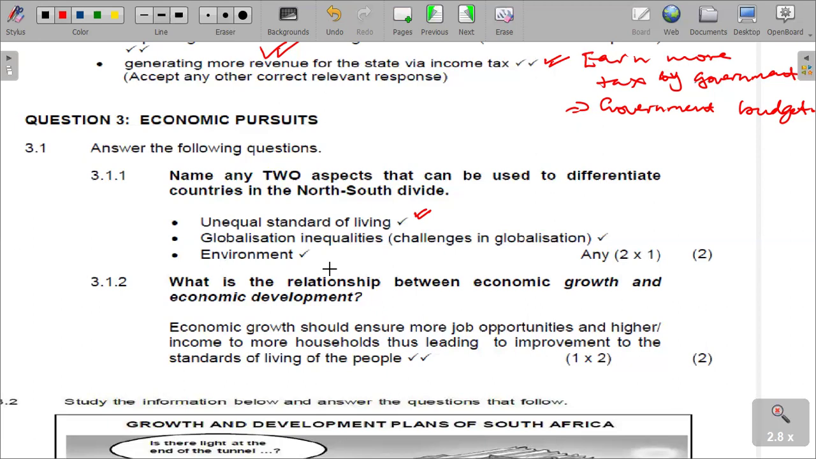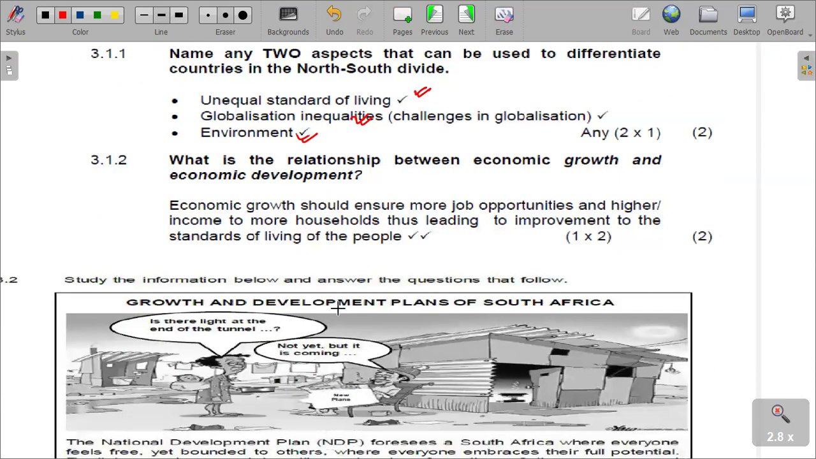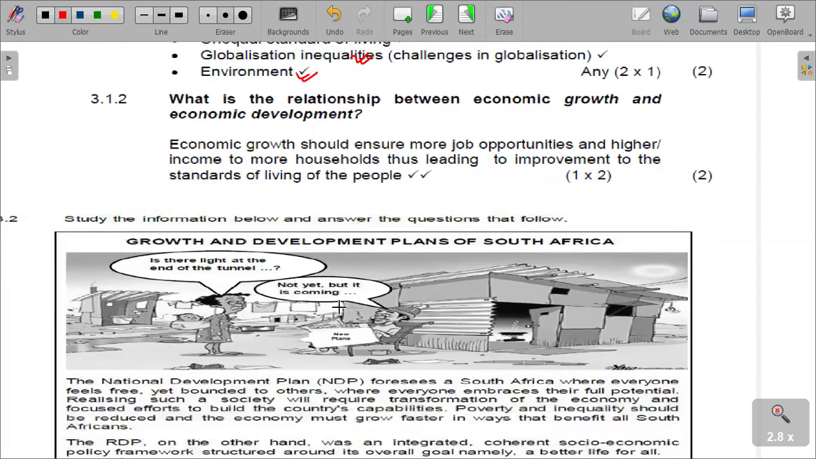And then also the environmental sustainability, which is also given there. We are saying there are also other points that need to be noted there. What is the relationship between economic growth and economic development? In that regard, I wish that you understand that economic growth should ensure more job opportunities, and it also ensures income to more households, leading to improvement in standards of living. That's what you need to understand.